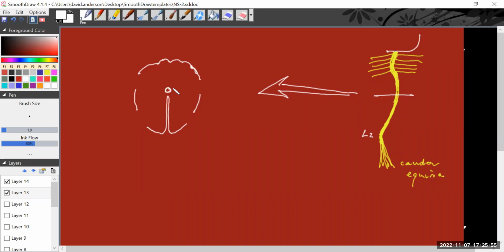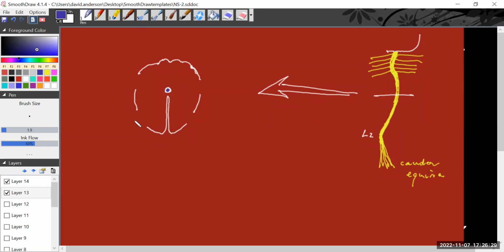Now that central little canal I just drew is going to have fluid in it. Anybody remember what that fluid's called? CSF? Spinal fluid? That's right. Both of you are right. It's cerebral spinal fluid, abbreviated CSF. So it's not only going to be found in that central canal where it provides some nutrition, but it's going to be found between the pia mater and the arachnoid mater around the outside of this spinal cord as well.